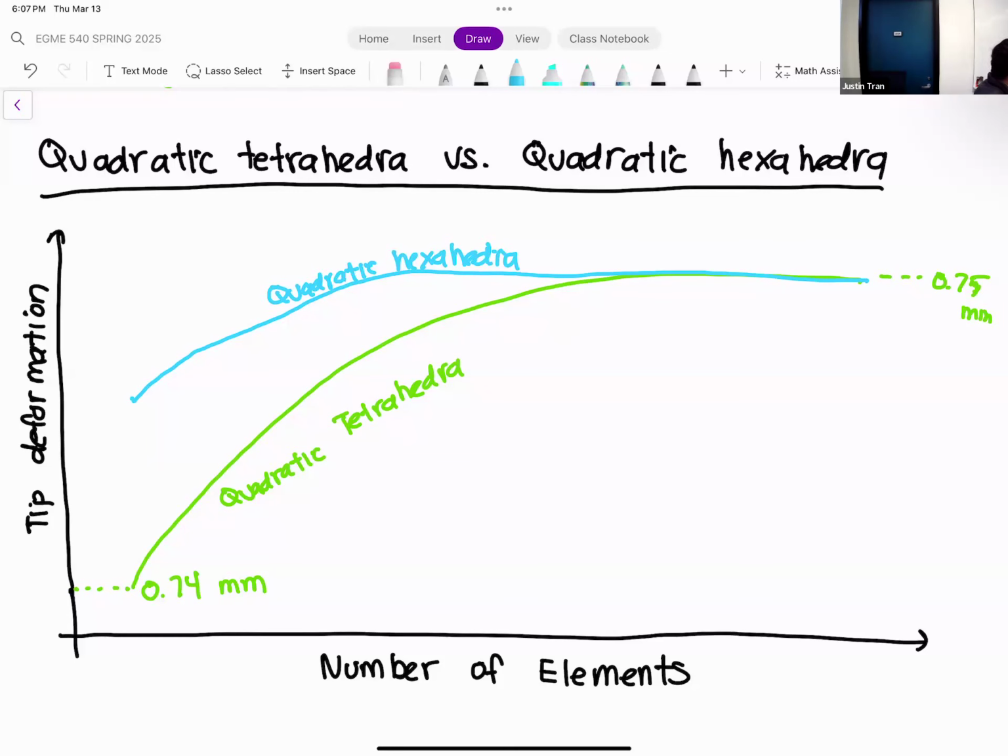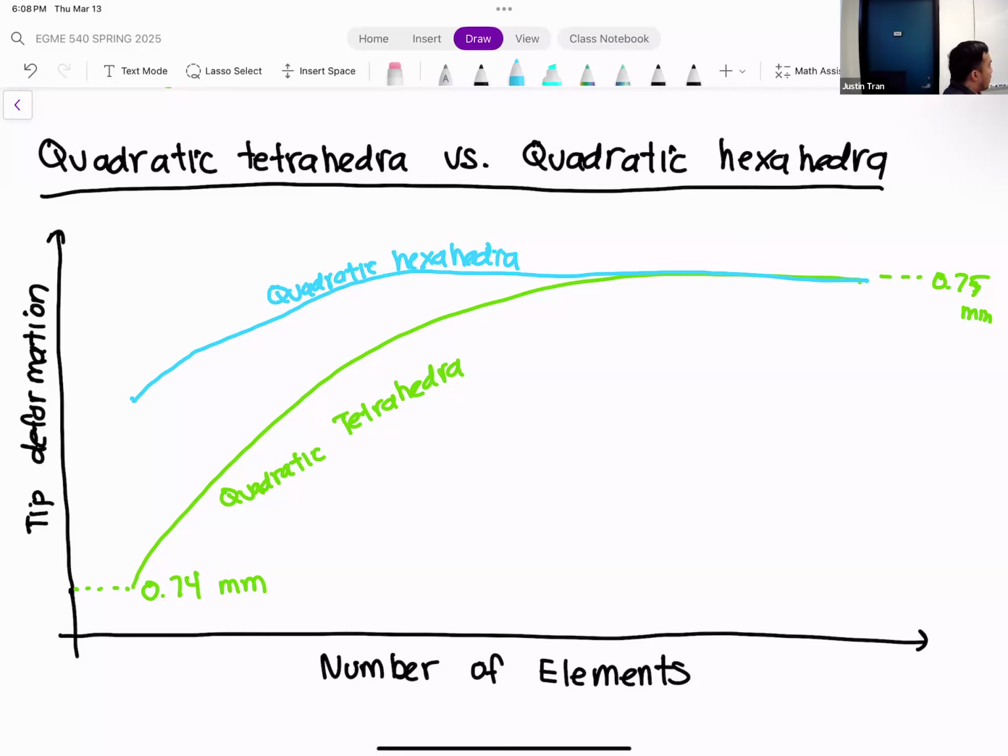But once again, even for the quadratic hexahedron, we still have some converging to do. So you still get benefit from refining the mesh, but you're starting out from a much more accurate position. Okay, so these graphs are pretty much what we expect. But you can see the magnitude of how much benefit you get from using a quadratic element. For structural FEA, it's pretty severe.